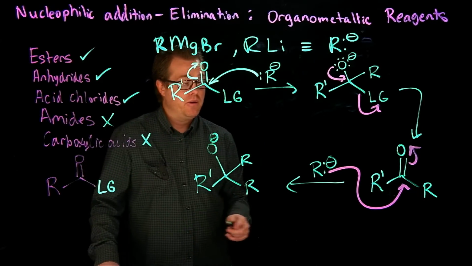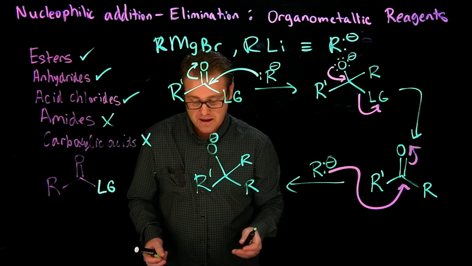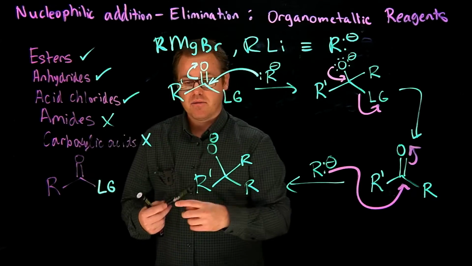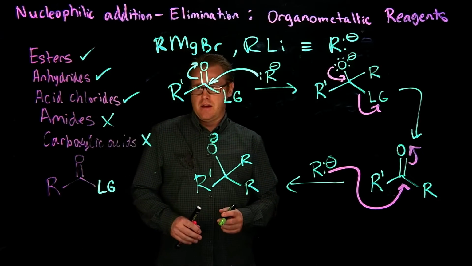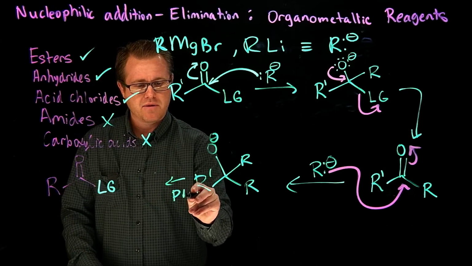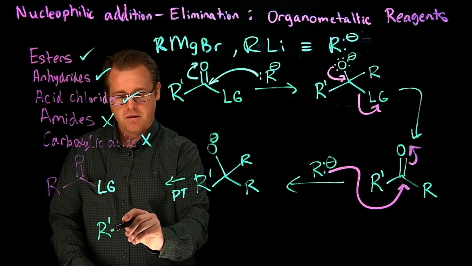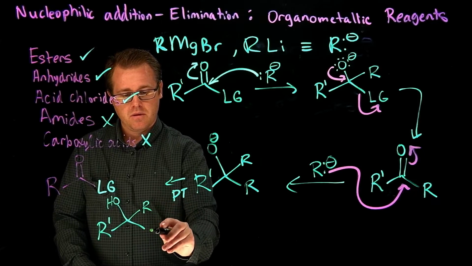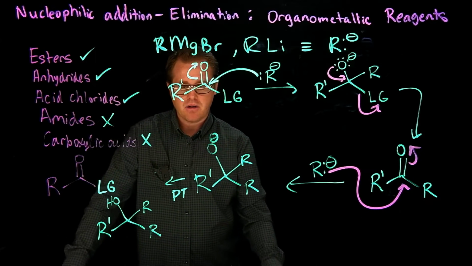And so what are we going to do with this species? We're just going to do a simple proton transfer, an aqueous workup, or an acidic workup, and that's going to convert that right there into our alcohol. And we'll draw our little proton transfer right here and draw our final product down here, shall we? Like that. So that's one way to generate a tertiary alcohol.